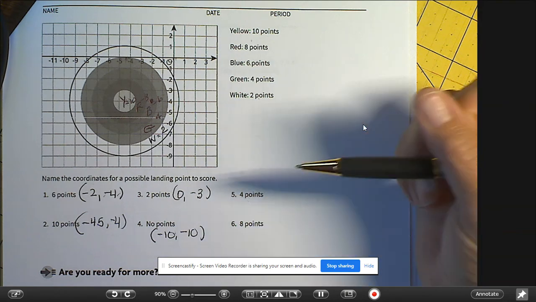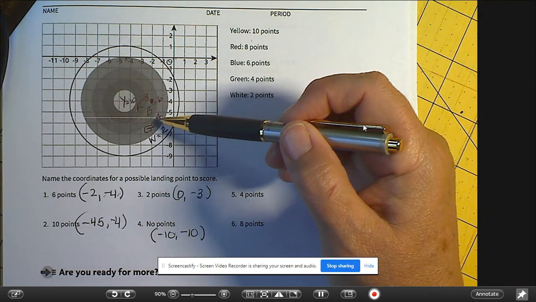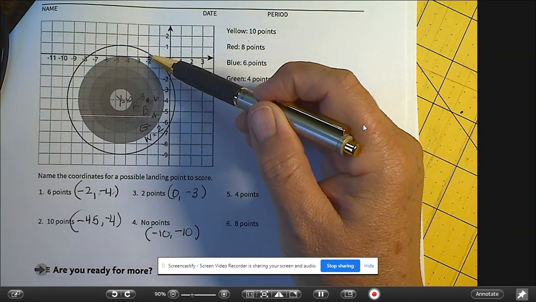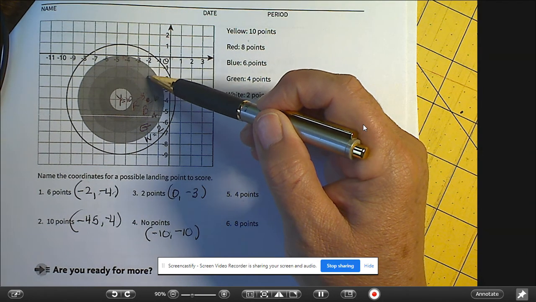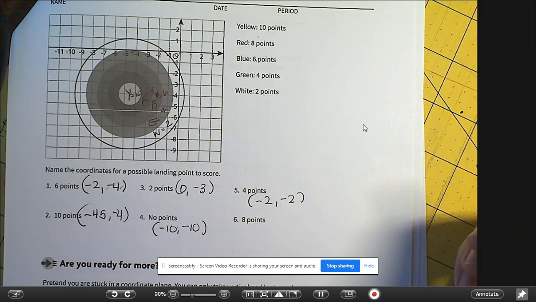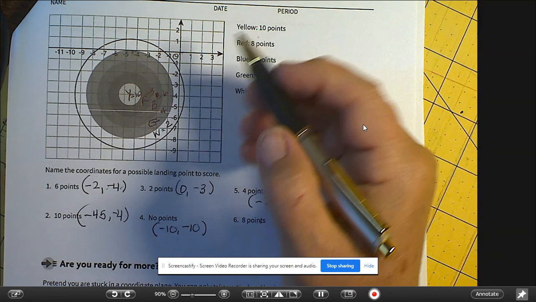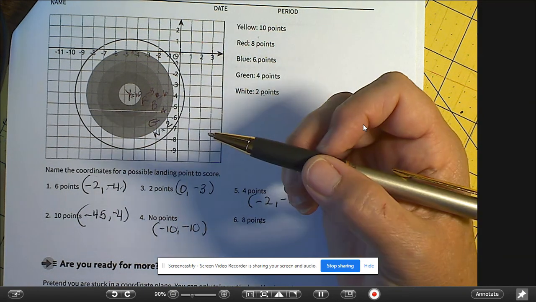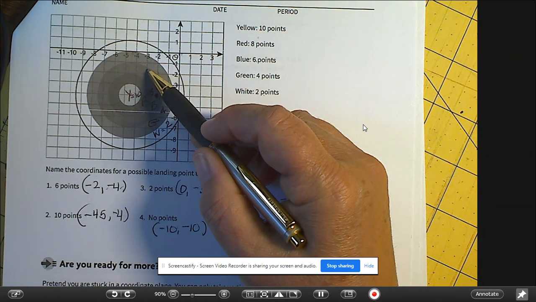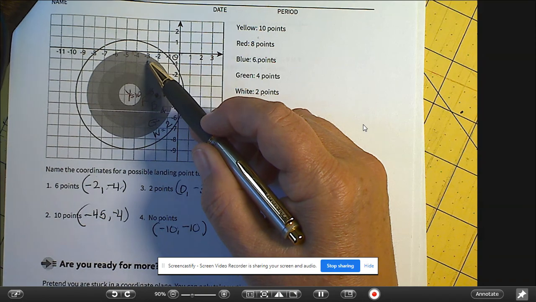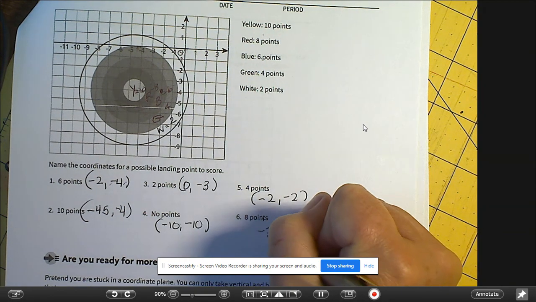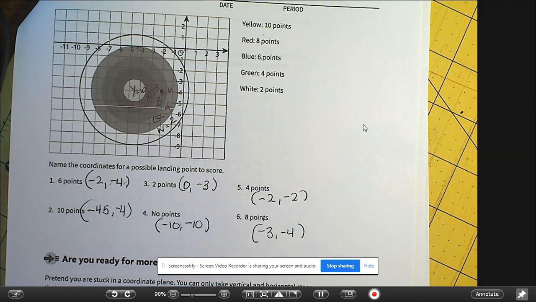Number 5 is 4 points, and that would be in the green. So you could do -2, -2. And then 8 points would be in the red. And we could do -3, 1, 2, 3, 4. -3, -4 would put you in the red.